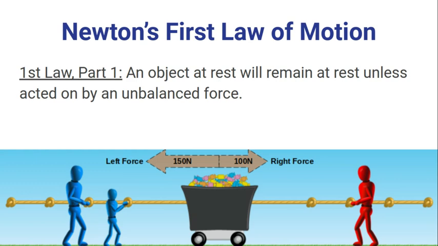You might notice also something else. Since there's 150 newtons going left and 100 newtons going right, if we consider the difference between these two forces, that's 50 newtons. There's 50 newtons extra going to the left. That means that 50 newtons is the net force, or the combination of all the forces acting on the wagon. Something to keep in mind.